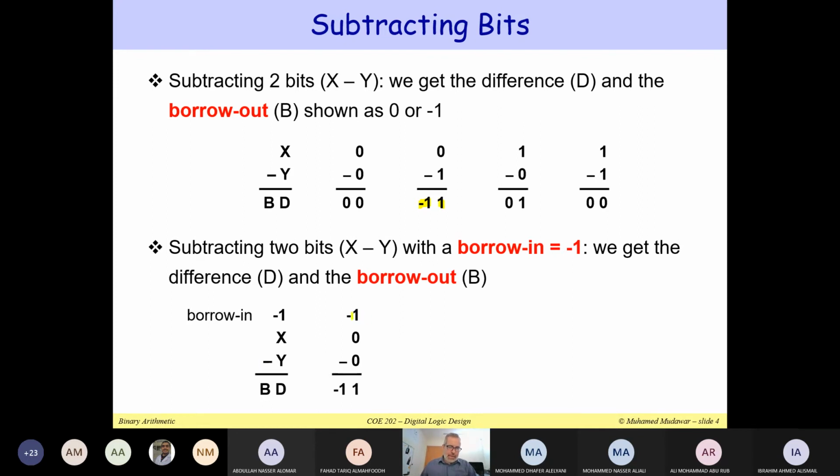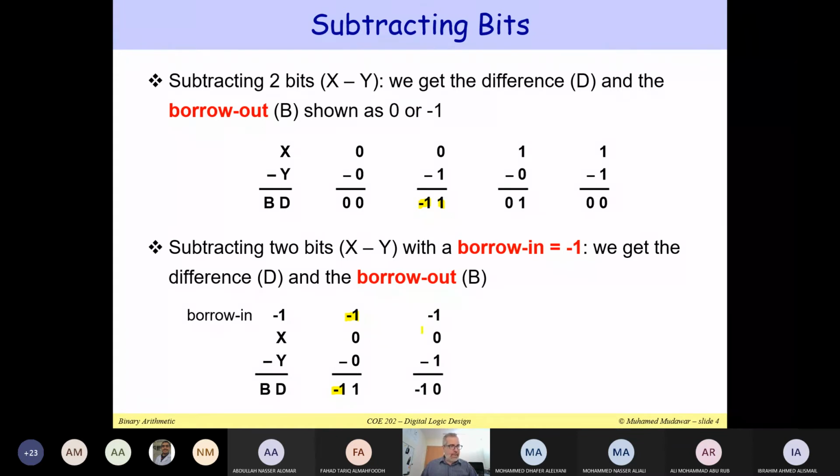So if there is a borrow here, notice that I'm showing a borrow on top of the 0. Now we cannot borrow from the 0. So therefore we have to borrow again. So this borrow is propagated. And therefore, when you borrow again, this 0 becomes 2, not 10. In the case of decimal, it becomes 10. In the case of binary, it becomes 2. And when it becomes 2 minus 1, it becomes 1. And 1 minus 0 becomes 1. So this is what you get when you have a borrow in.